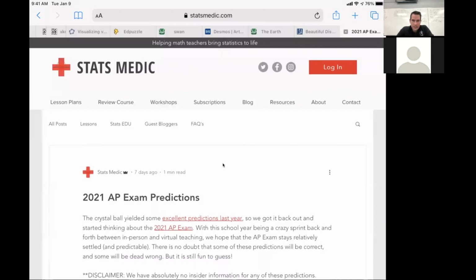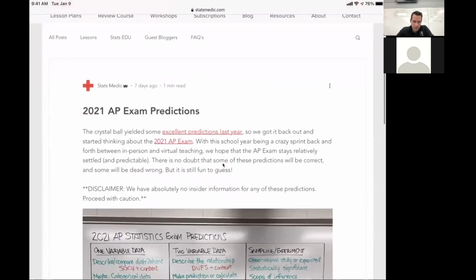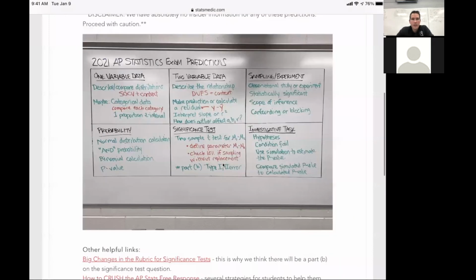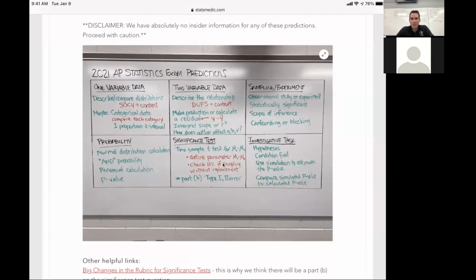I just wanted to give you an idea of two different types of predictions that these people who make great curriculum have. So first off, this is what they predict. Now, they have absolutely no inside information about these, but they have been graders. So this is what they think the 6 questions are going to be.